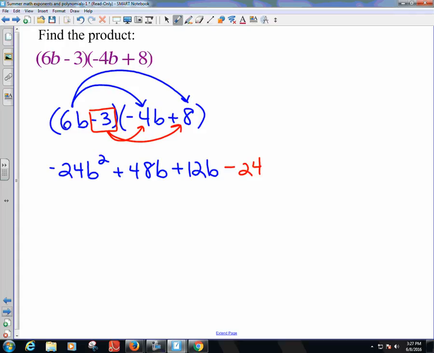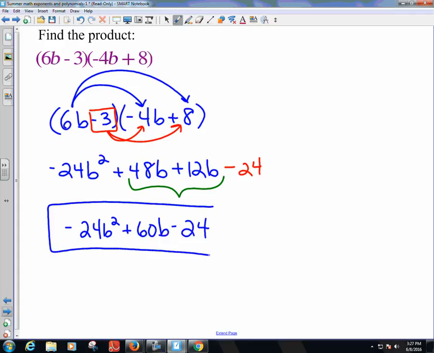That was supposed to change colors. My bad, sorry. So now I just need to combine like terms. My like terms in this particular case are 48b and 12b. So now I'm going to rewrite my answer as negative 24b squared. 12 and 48 is 60, so 60b minus 24, and that's my final answer.